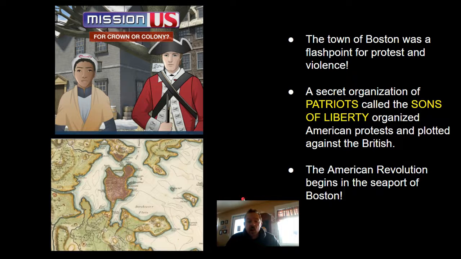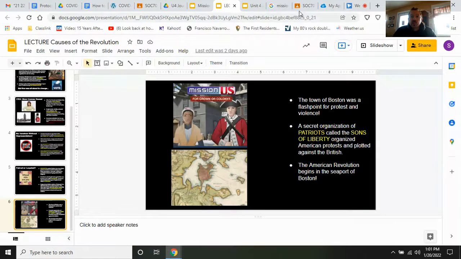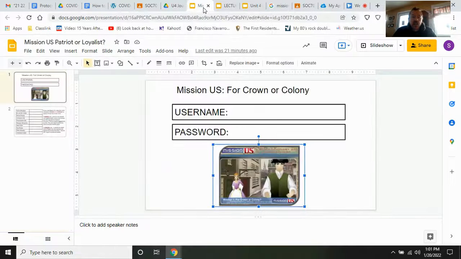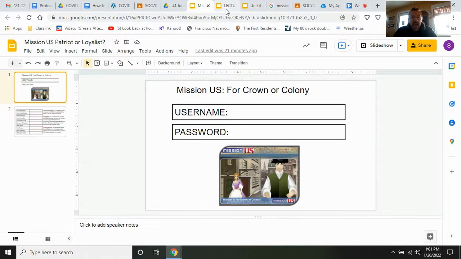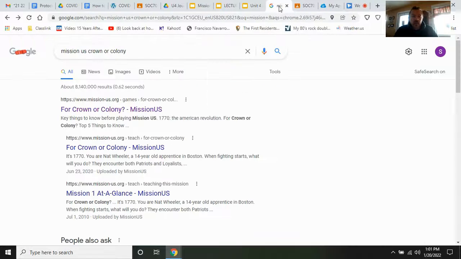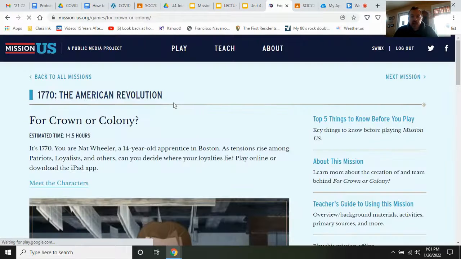So I'm going to leave my notes now, and I'm going to take you to the simulation. Now, I have posted a couple of slides for you to paste in your journal here and here. And in today's agenda, there's a link to the website you're going to need to go to. I just did a search, Mission US Crown or Colony, but you should use the direct link. And when I click to that, it's going to take me to this website.